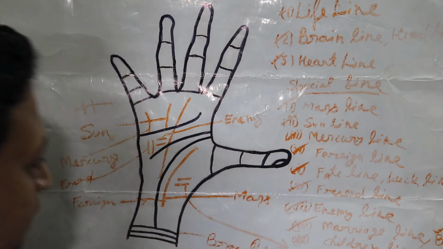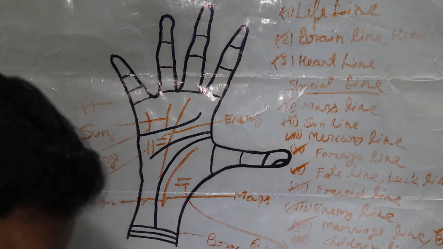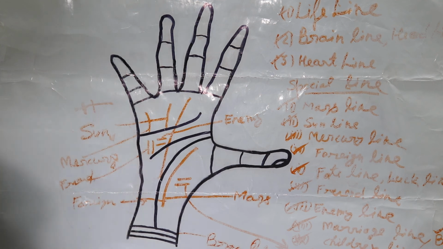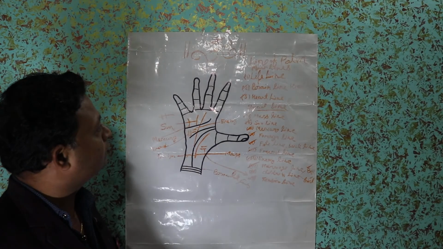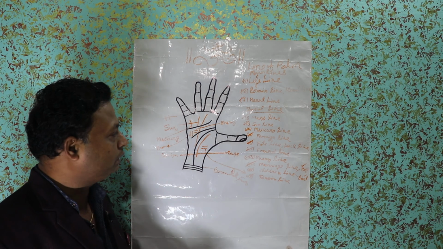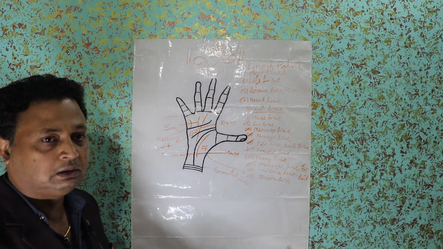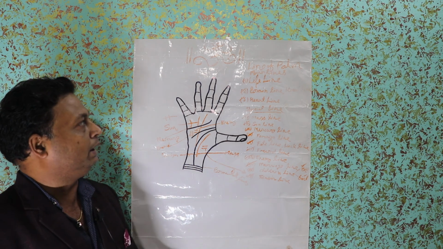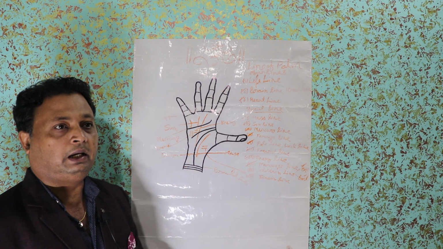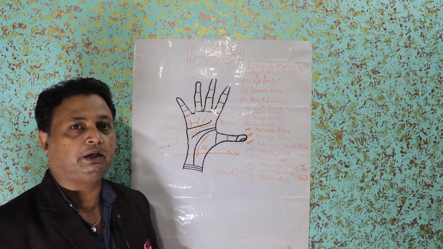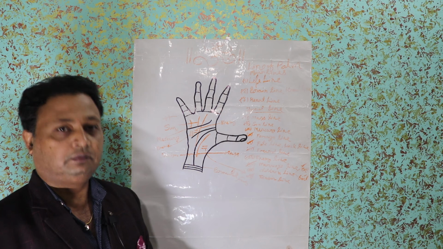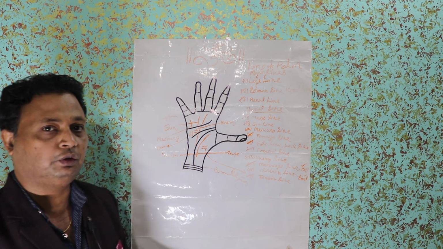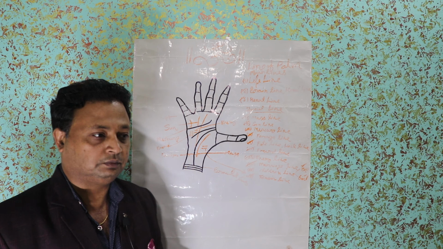So this is sufficient for today's lecture. We summarized here and described the lines briefly. In our next video we will tell about mounts, and we will take one line and its effect, its starting point and ending point, and what the results are. Then we will make more videos on palmistry slowly.